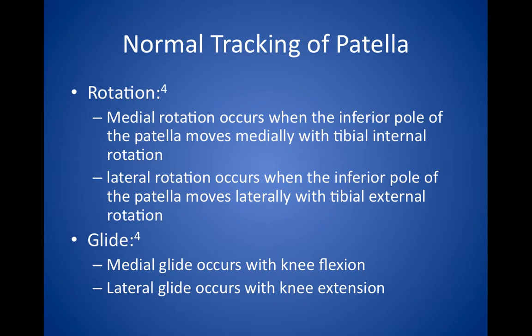Other aspects of the normal tracking of the patella are the rotation. There's a medial rotation and a lateral rotation. The rotation looks at the inferior pole of the patella. So to have medial rotation, the inferior pole of the patella moves medially with the tibia as it moves into internal rotation, and vice versa with lateral rotation. The inferior pole of the patella will move laterally as the tibia moves into external rotation.